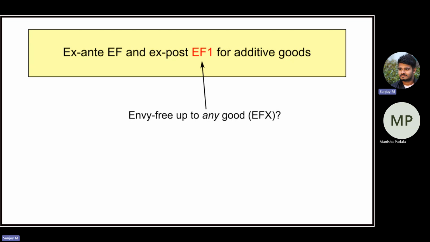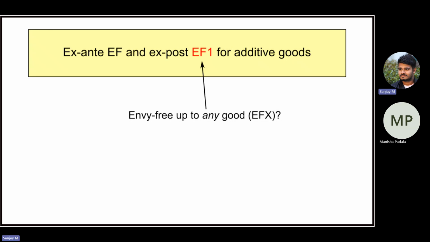So in EF1, if you remember, we said that there exists some good in the other person's bundle, which if you remove, the envy goes away. So the quantifier was there exists. If you change the quantifier to for every, you get envy-freeness up to any good, EFX. So this is a stronger guarantee of fairness, and it implies EF1.